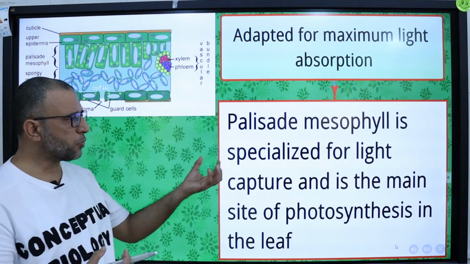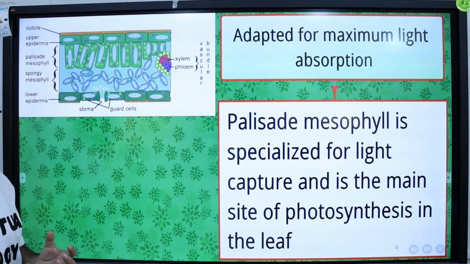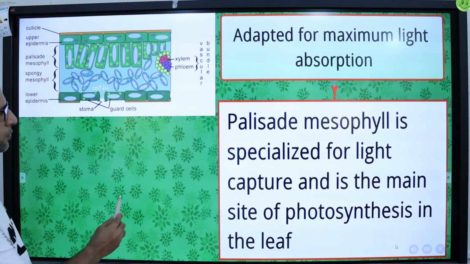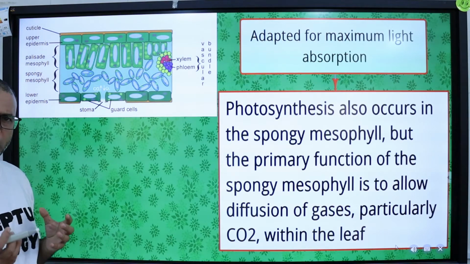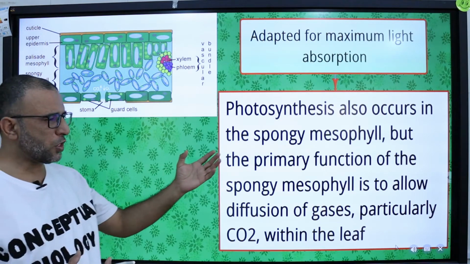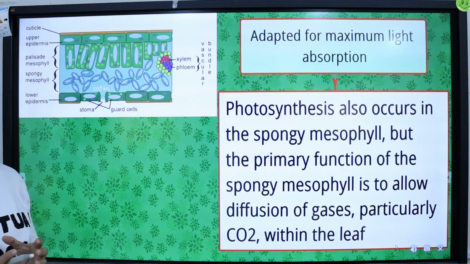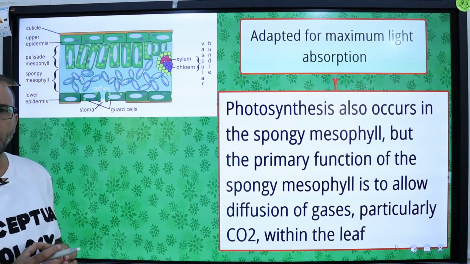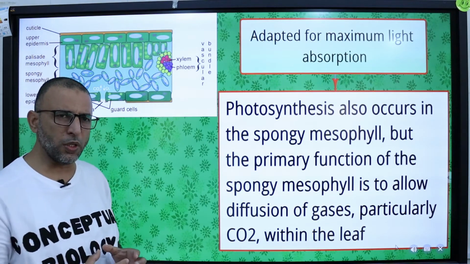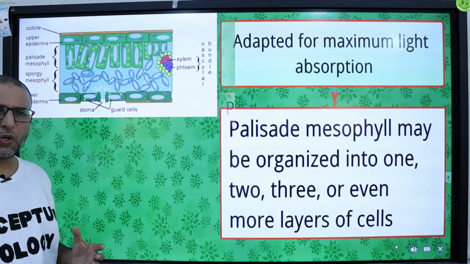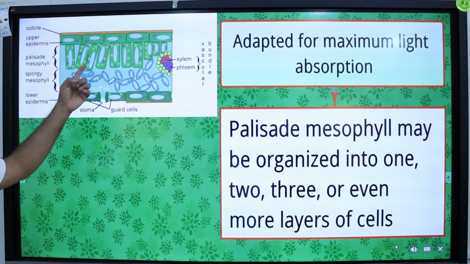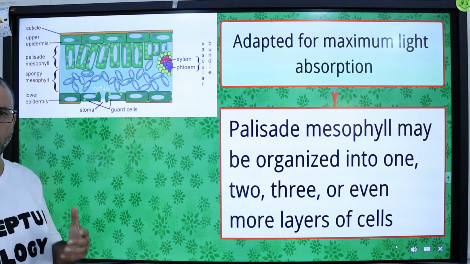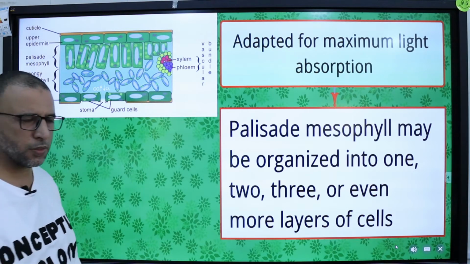Palisade mesophyll is specialized for light capture and is the main site for photosynthesis in the leaf. Photosynthesis also takes place in the spongy mesophyll, but the primary function of spongy mesophyll is to allow diffusion of gases, particularly carbon dioxide, within the leaf. Palisade mesophyll may be organized into one layer, as we can see in this diagram, but in some cases there are 2, 3 and even more layers of cells.